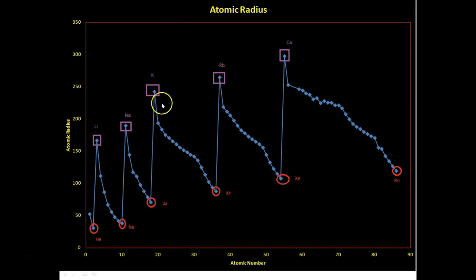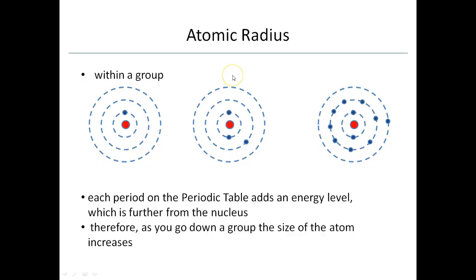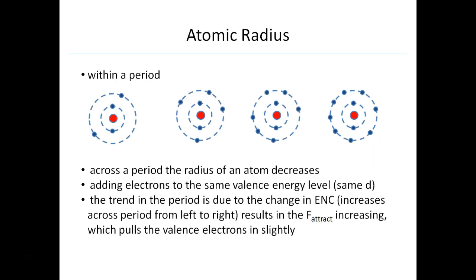And we can see that as we go across a period, my radius decreases. And as I go down a group, my atomic radius increases. Well, what we can see is that within a group, since each period represents an energy level, this would cause an increased distance between my nucleus and my valence electrons. And so this is what accounts for the increase in size.